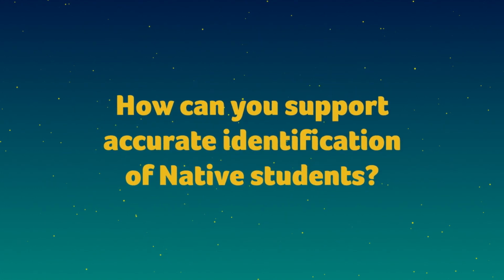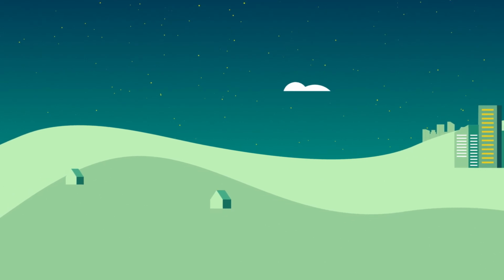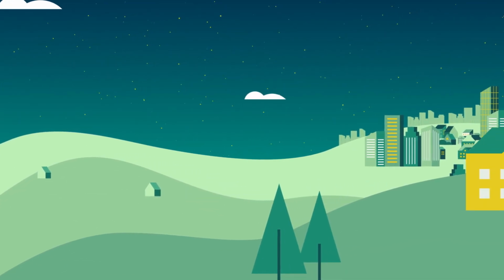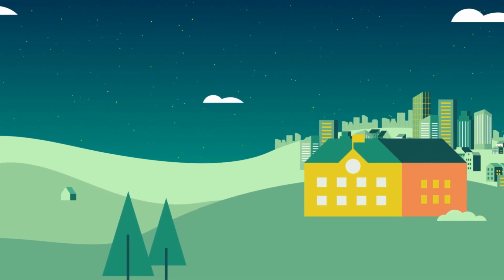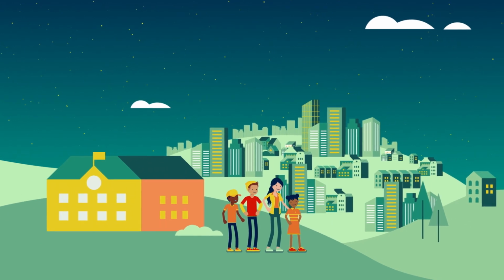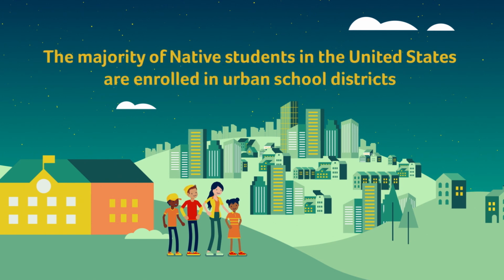So, how can you support accurate identification of Native students? A good place to start is to be aware of some misperceptions about Native youth. Native youth identity is complex. You cannot identify Native students simply based on their appearance or where they live. For example, more than 3/4 of Native students are enrolled in public schools that are not located on or near an Indian reservation. In fact, the majority of Native students in the United States are enrolled in urban school districts.